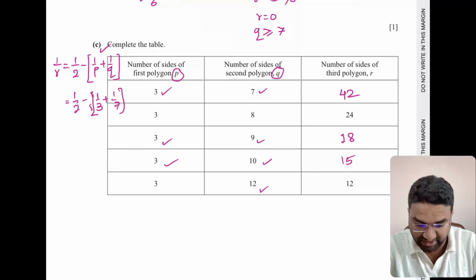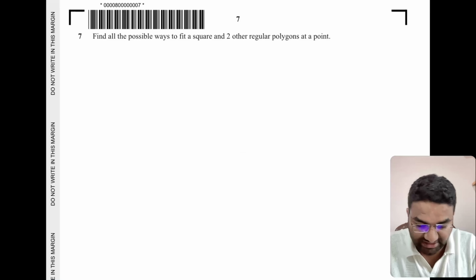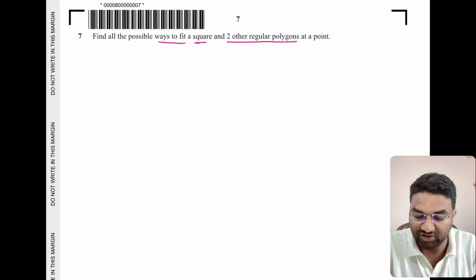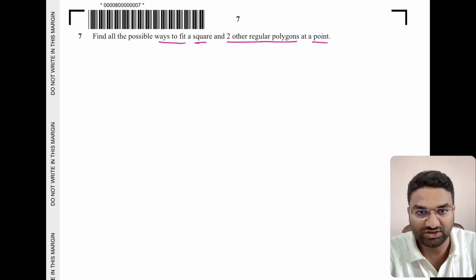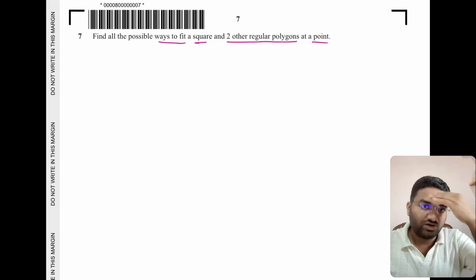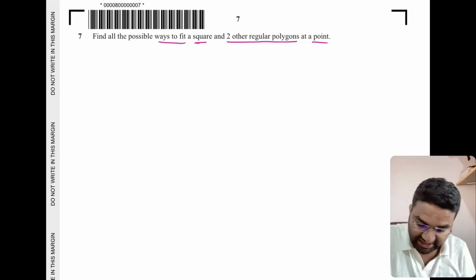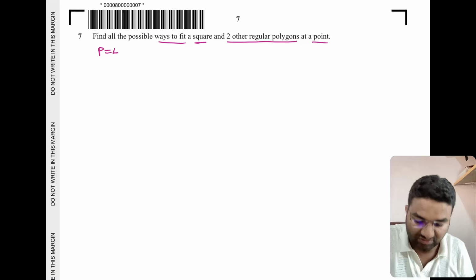Okay. Then next, find all possible ways to fit the square and the other 2 regular polygons at a point. So here we have to analyze the different possibilities. That's the approach we have to utilize as well. So here, first of all, the square has how many sides? P is equal to 4, right?